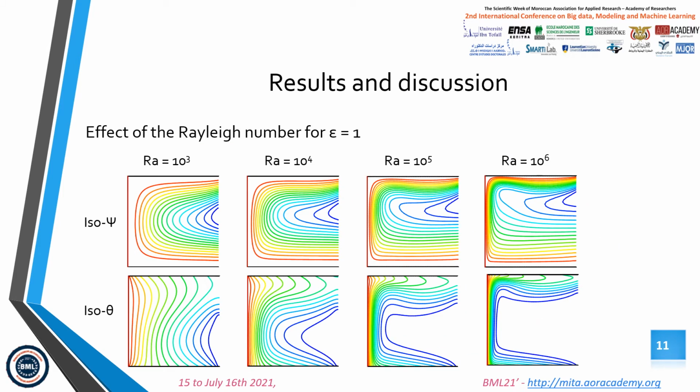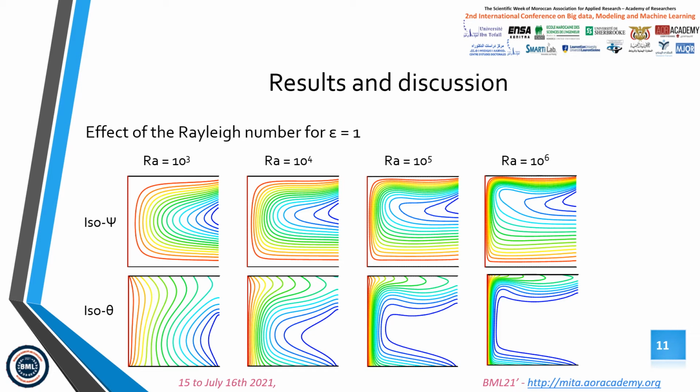Let's now move on to the main part of this presentation. This figure shows the streamlines and isotherms obtained for different values of the Rayleigh number and for an emissivity equal to unity. For low Rayleigh numbers, the buoyancy force is still low. Thus, the flow structure keeps an almost symmetrical aspect to the horizontal median of the cavity.